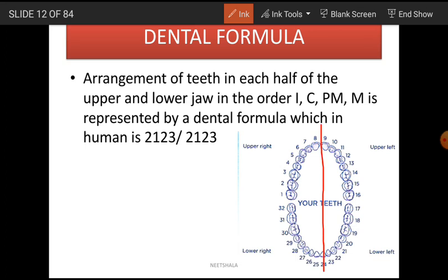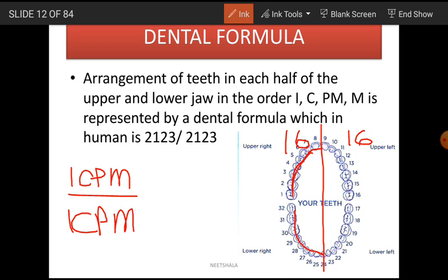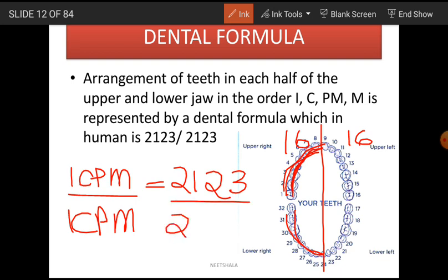When I'm cutting the buccal cavity like this, on this side I will have 16 teeth, and here also I will have 16 teeth. If you count the number of incisors, canines, premolars and molars in this half, divided by the incisors, canines, premolars and molars in this half, that is the lower jaw, we will get the dental formula. When we count that, we can see that the number of incisors is 2, canines is 1, premolars is 2, and molars is 3. So in the upper side, we have 2, 1, 2, 3. And in the lower side, we again have 2, 1, 2, 3.